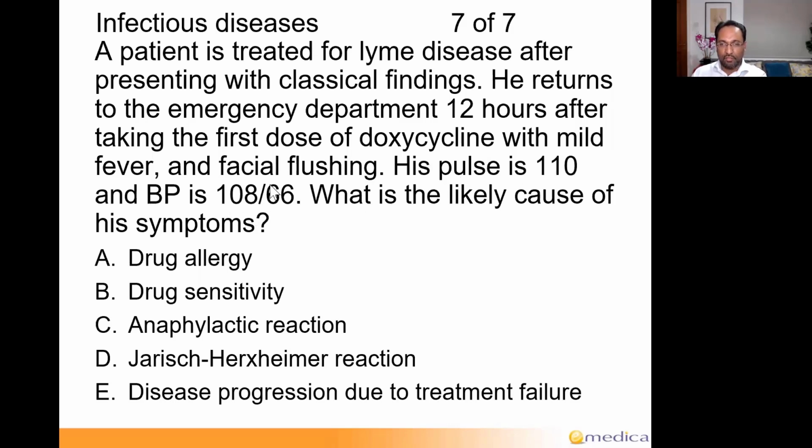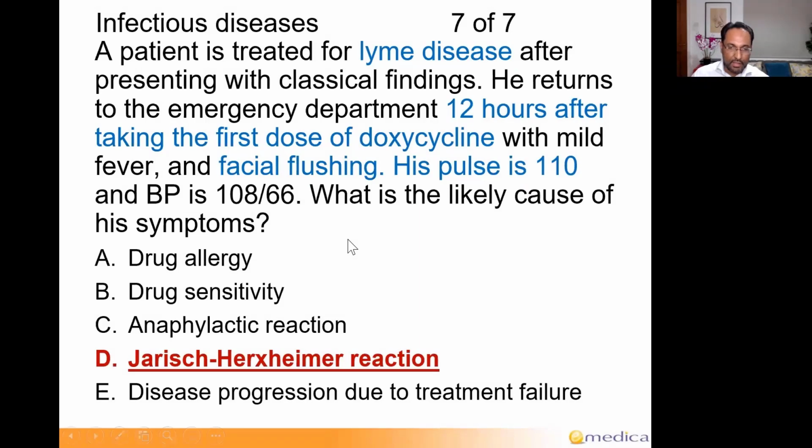And bit of a tachycardia. Blood pressure's dropped a little bit. Facial flushing. So the correct answer is D, the Jarisch-Herxheimer reaction. Okay. And well done, actually, about half of you got that right. It's a hard question. All right. This isn't what you'd expect to see in an anaphylactic reaction.